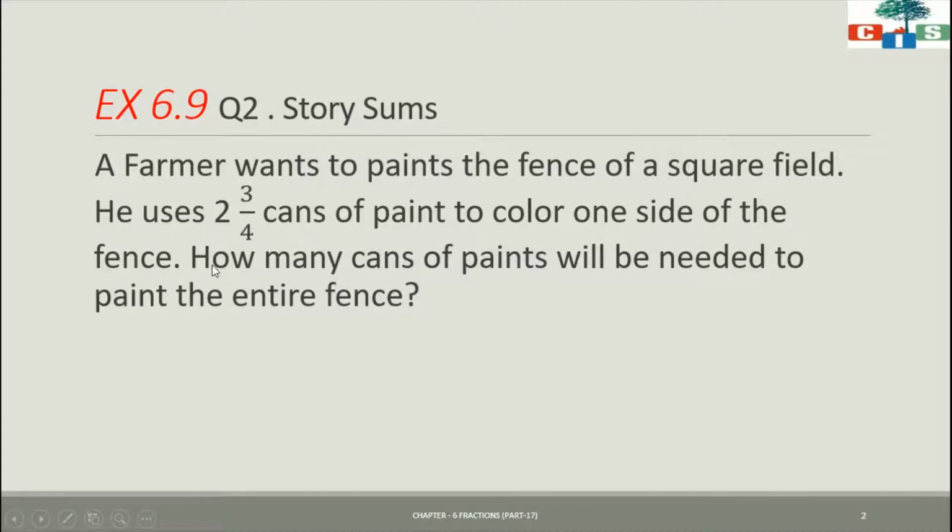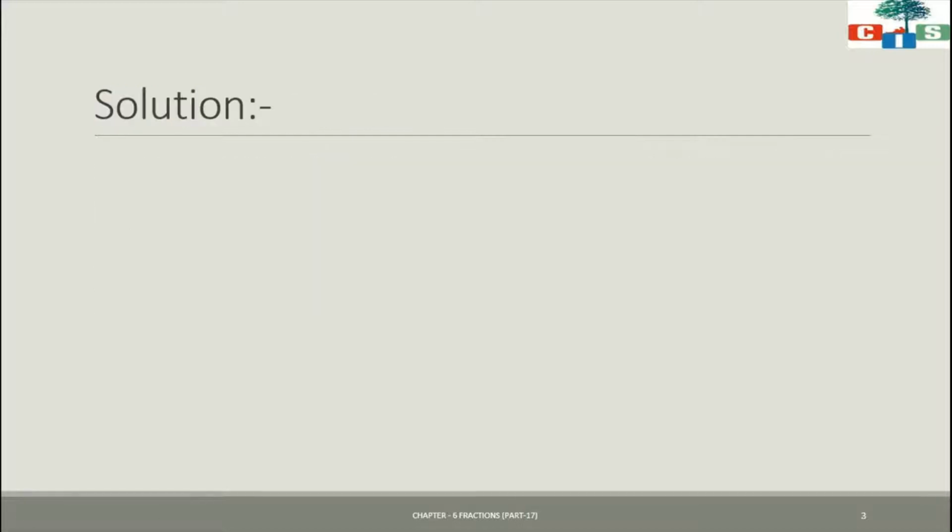Now what do we have to find? We have to find how many cans of paint will be needed to paint the entire fence. We have to find the number of cans of paint that will be needed. So, scholars, first of all we will frame the statements. Here we go.